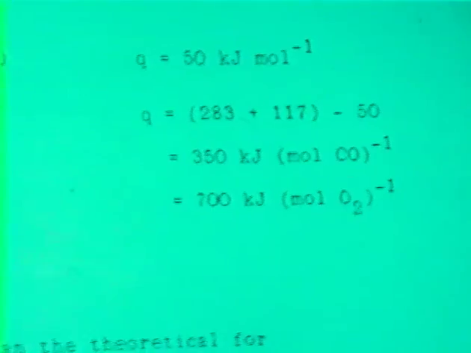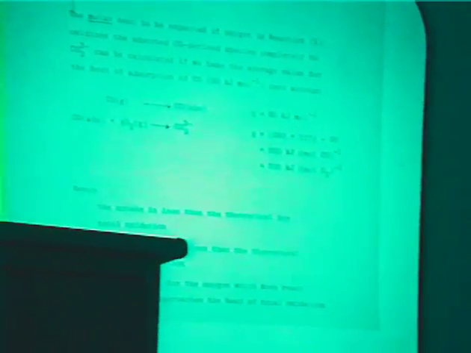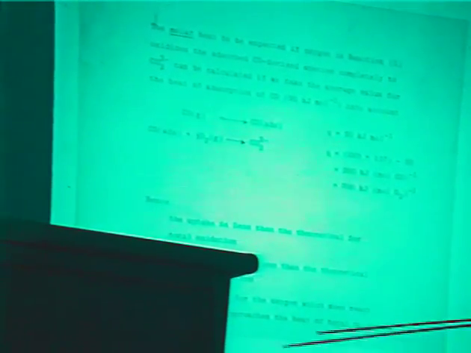Now, do you recall the figure which we had? It was of the order of 600 kilojoules per mole of oxygen, so that we are a little less than the theoretical for total oxidation, but not much less in the first few increments. The uptake and the evolved heat then are less than the theoretical for total oxidation, but the molar heat for the oxygen which does react in that first stage approaches the heat of total oxidation.